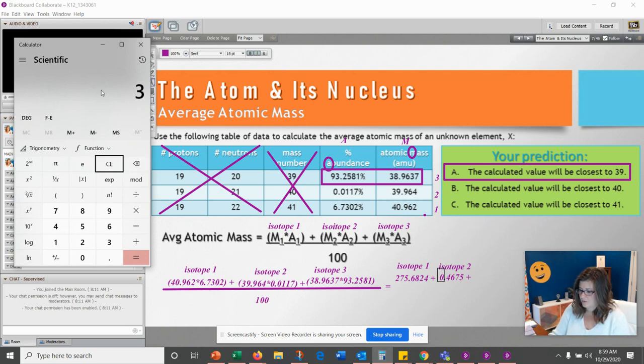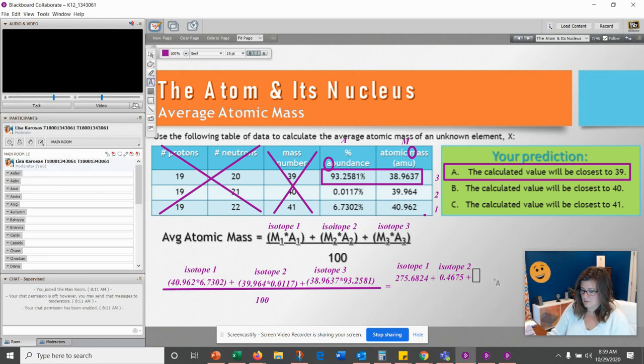Isotope 3, here we go, 38.9637 multiplied by the 93.2581, and we get 3,633.6806. This is an answer a lot of folks gave for the final answer yesterday, and they just didn't work it all through. Okay, so those are my subtotals.